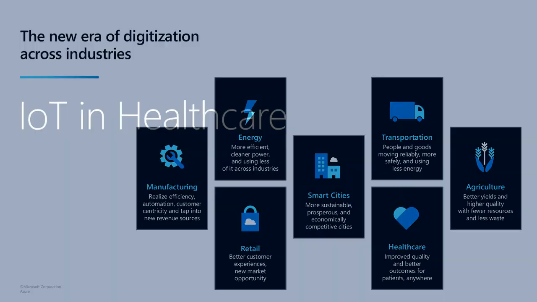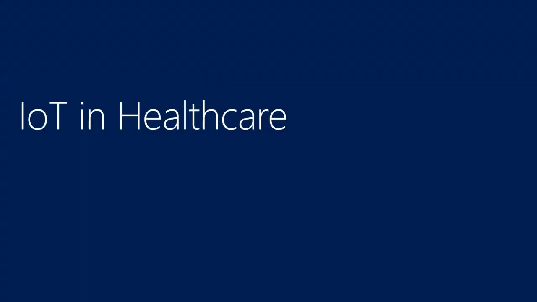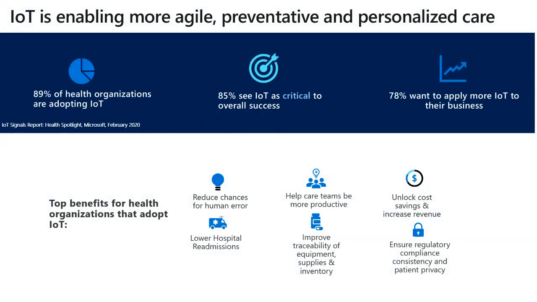So we're going to go ahead and deep dive into one of them, which is healthcare. So I mentioned a little bit about healthcare. So 89% of healthcare organizations are adopting IoT. So IoT is not something that people are just hearing about. They're ready to adopt it right now, and 85% see this IoT as crucial for the overall success. And then also 78% want to apply more IoT to their business. And you actually see a lot of these numbers across the different industries of these high percentage of folks from those industries really understanding the value of IoT.